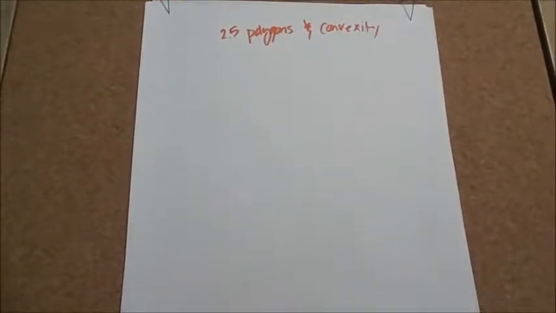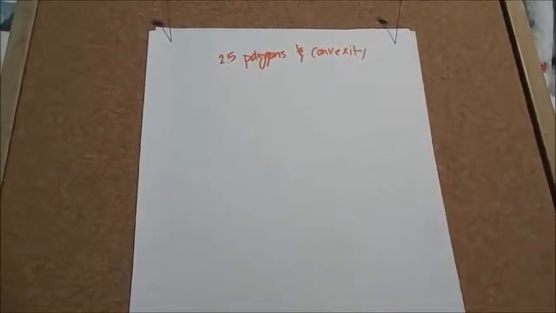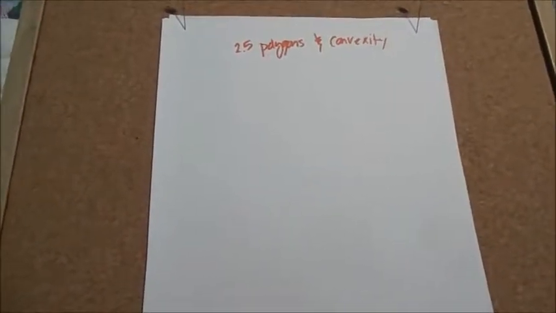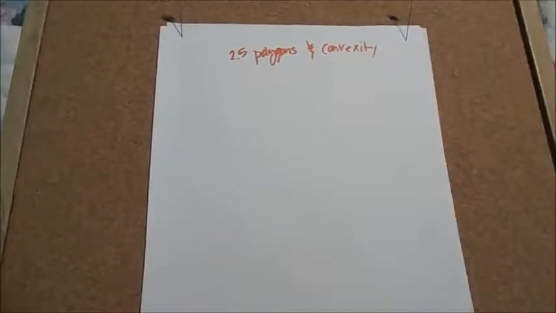Alright, we're on section 2.5. It's called polygons and convexity. So this section is going to have tons and tons of definitions. They're pretty self-explanatory. I'm going to go over most of them. But we'll start with two that you probably haven't heard before.